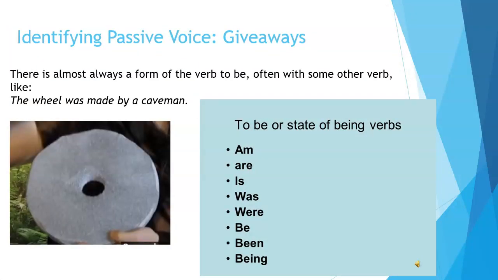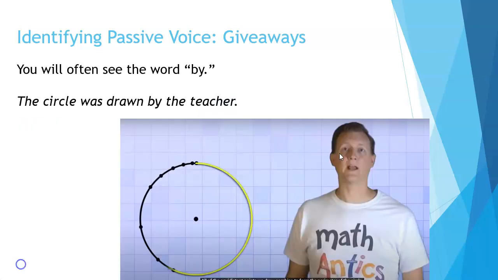One way that you can always recognize the passive voice is there's some form of the verb to be, usually, with some other verb, like the wheel was made by a caveman. If you're on the lookout for some of these to be or being verbs, you are probably going to find a passive voice in the sentence. Another giveaway is the word by. You'll often see the word by, as in the circle was drawn by the teacher.